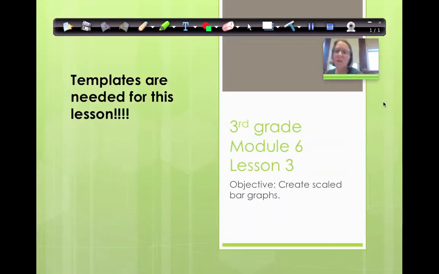Hello, today we're going to do Module 6, Lesson 3. Our objective is that we're going to create scaled bar graphs. A scale means that each line doesn't count as one; they're going to count as more than one. Now remember that templates are needed for this lesson. They are attached to the back of your homework packet.